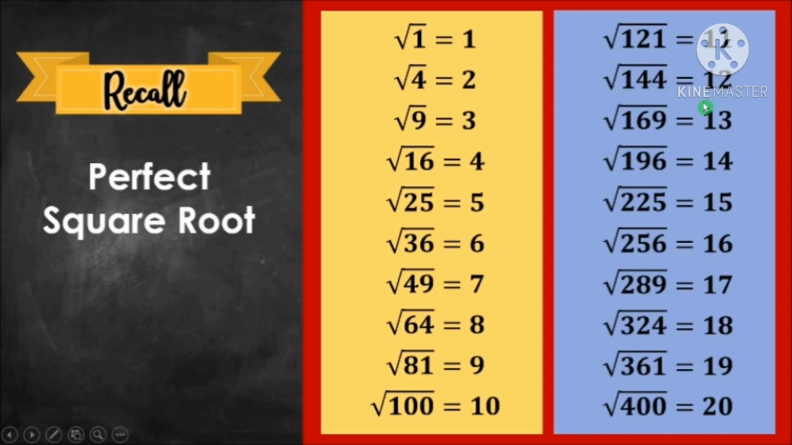to 12, square root of 169 is equal to 13, square root of 196 is equal to 14, square root of 225 is equal to 15, square root of 256 is equal to 16, square root of 289 is equal to 17, square root of 324 is equal to 18, square root of 361 is equal to 19, at square root of 400 is equal to 20.